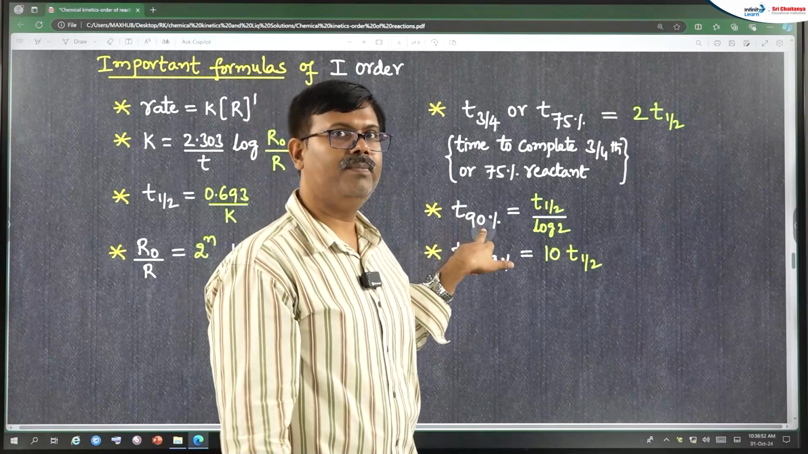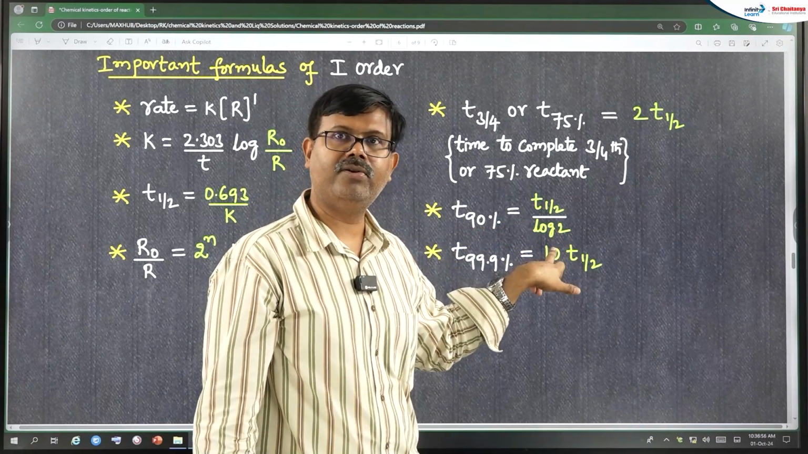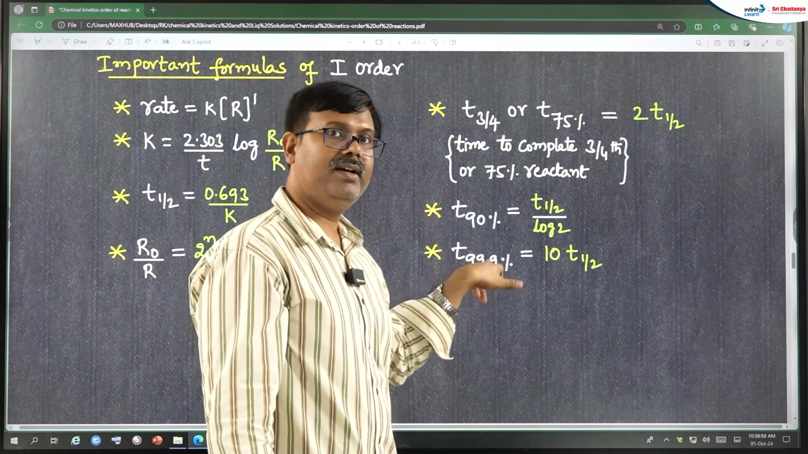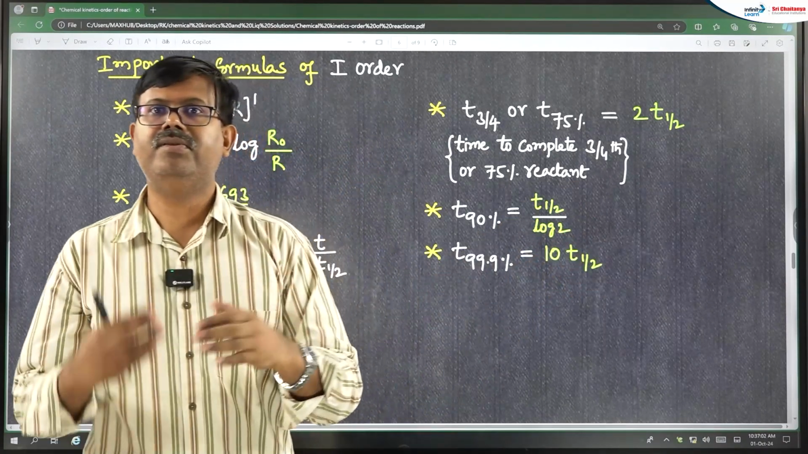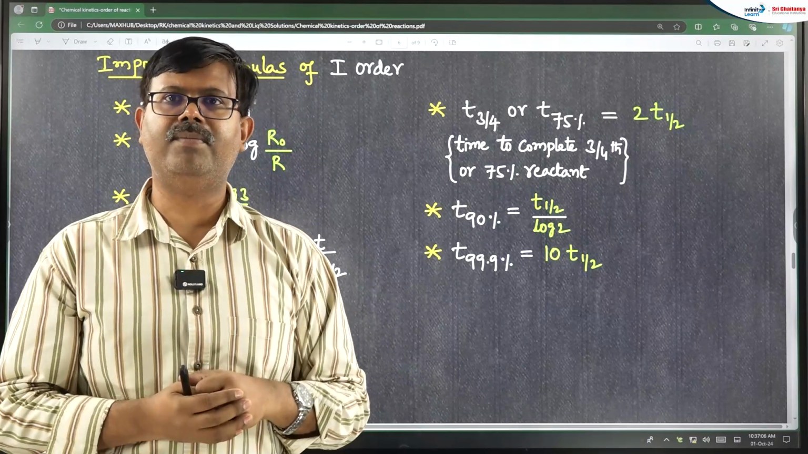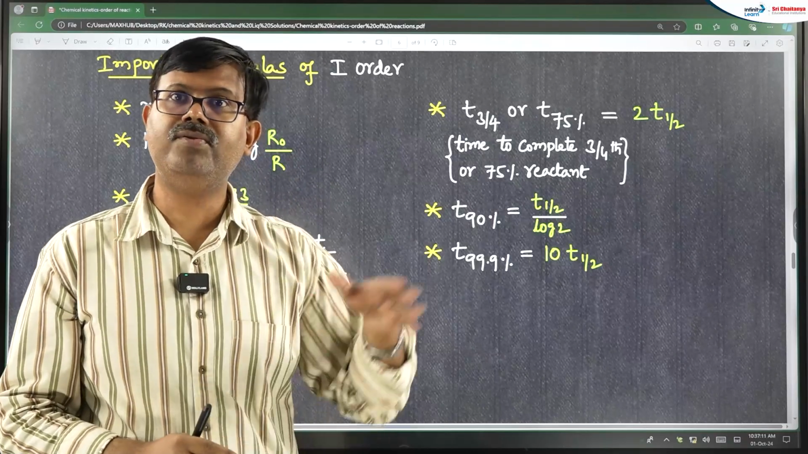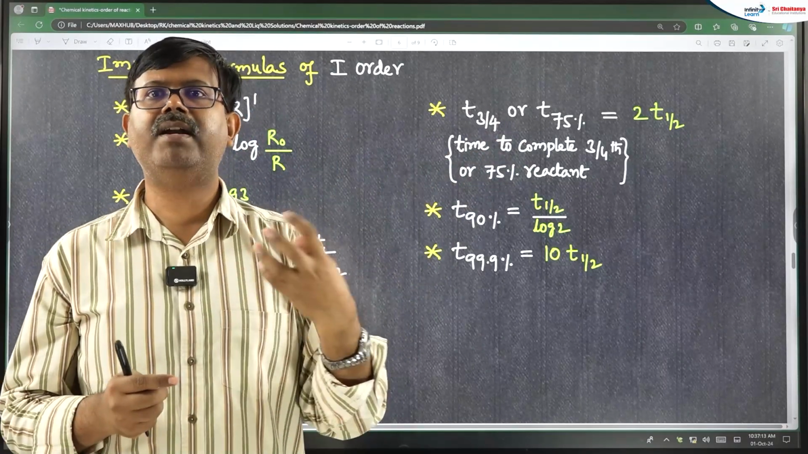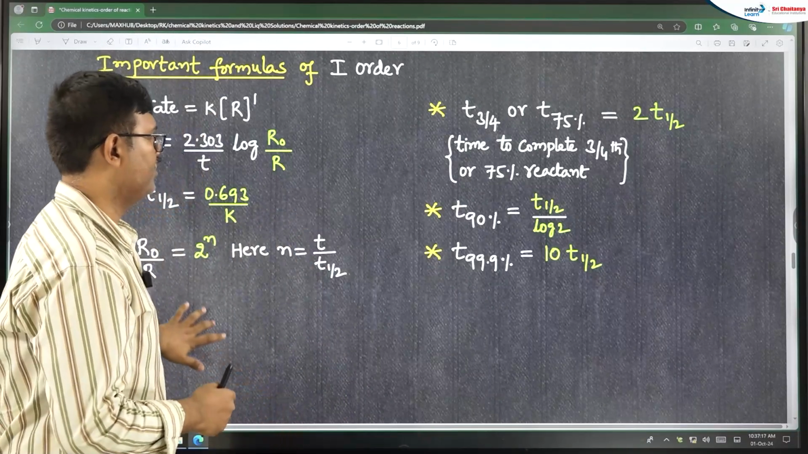So we can easily solve such problems by saving a lot of time. Next, 90% completion. 90% completion time is half-life by log 2. 99.9% completion time is 10 times t half. These formulas are important because quite frequently they ask percentage completions, 90%, 99.9%, and most often you see 75%. So it's better to remember these formulas to save our time.